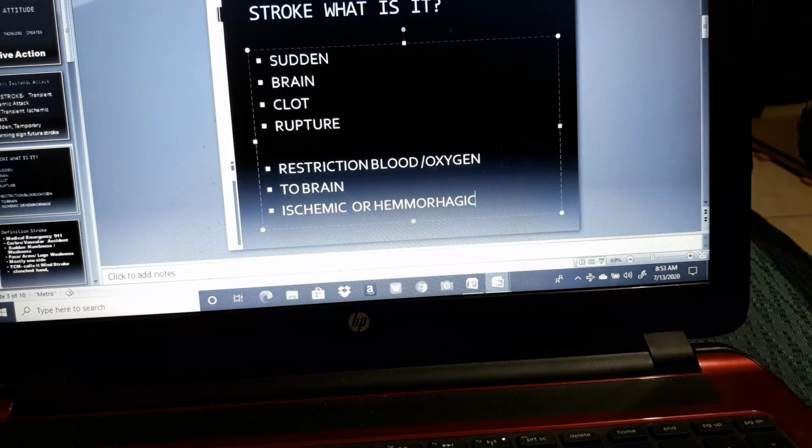So let's review this. A stroke, what is it? It's sudden. It refers to the brain. It could be a clot. It could be a rupture, meaning a restriction of blood and oxygen to the brain. It's either ischemic or hemorrhagic. Ischemic means clotting or restriction of blood supply and oxygen. Hemorrhagic pertains to bleeding.